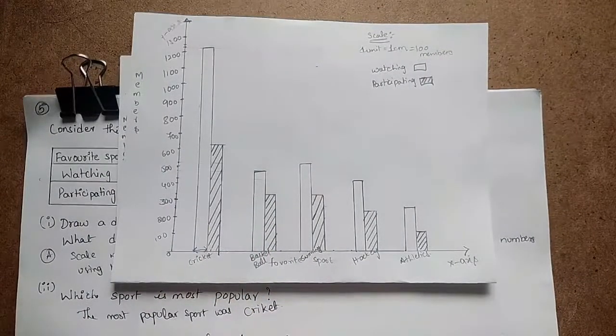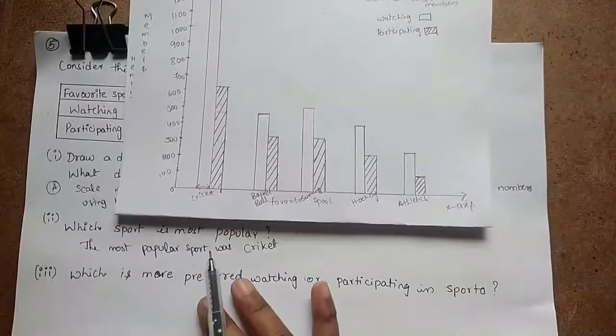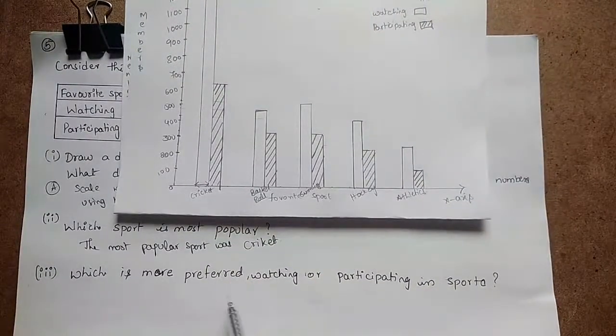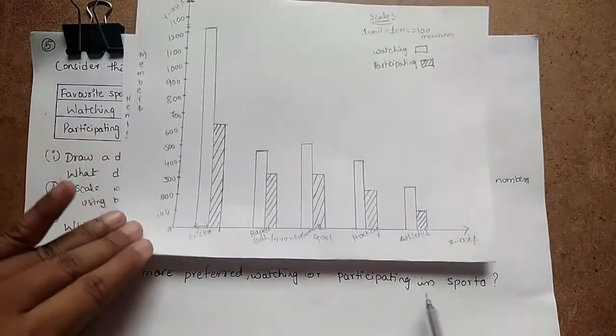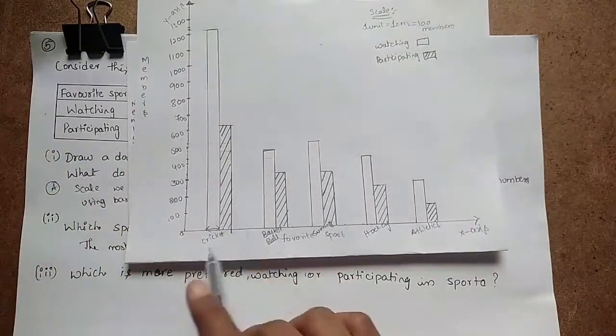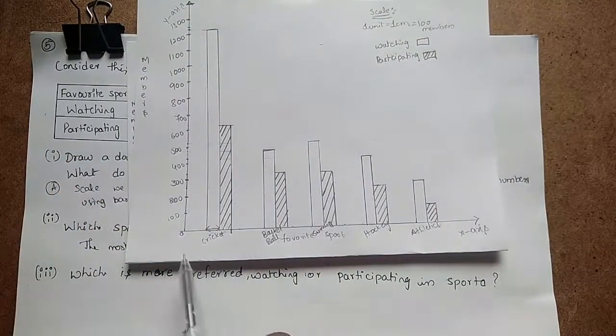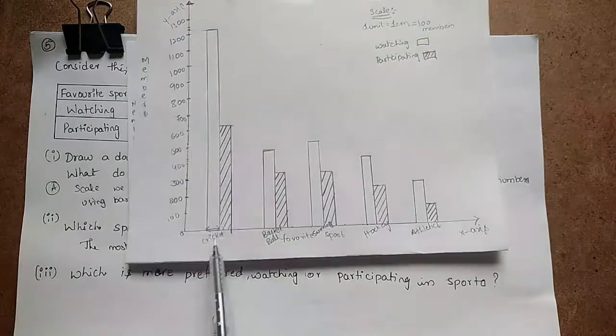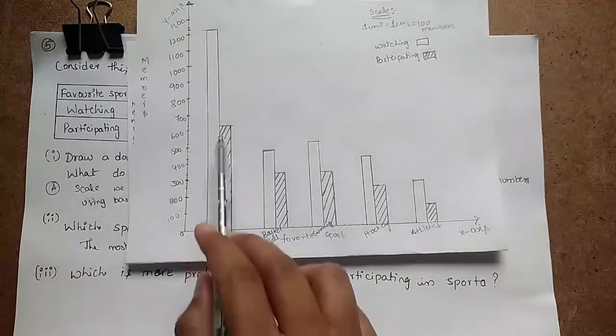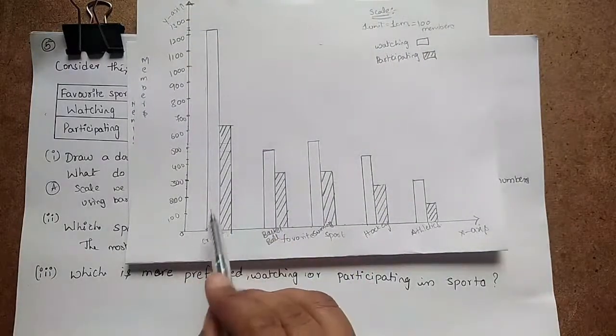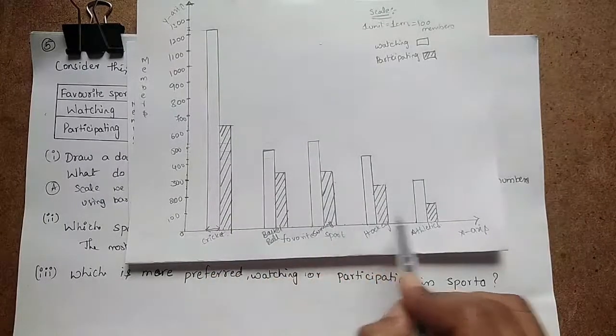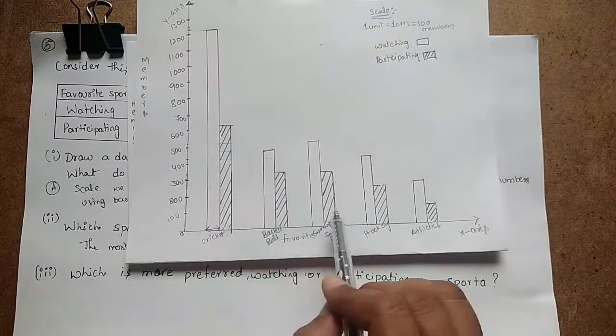Next, which is more preferred, watching or participating in sports? See here, in the bar graph we can tell easily this is most preferred and most participated in sports, because in watching this was the plain bar graph and in participating this was the checkered bar graph.